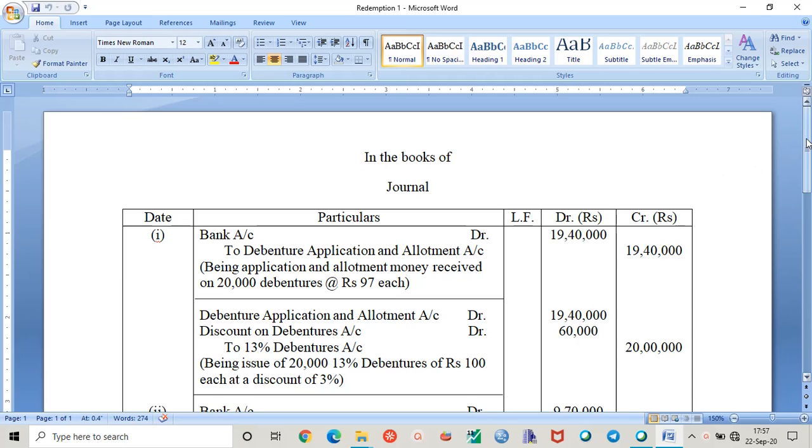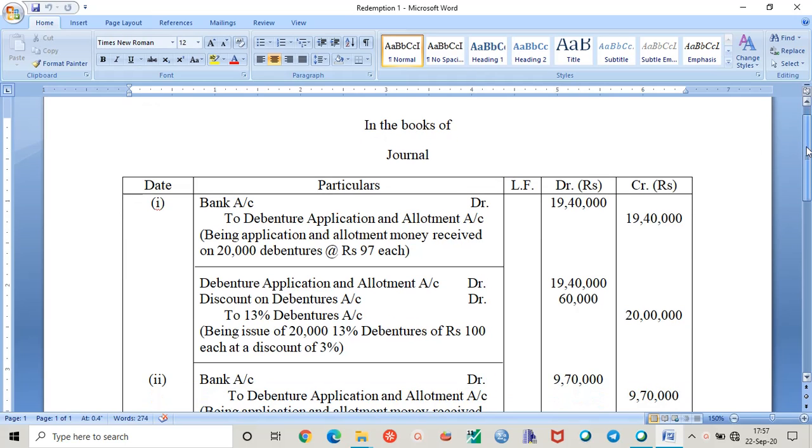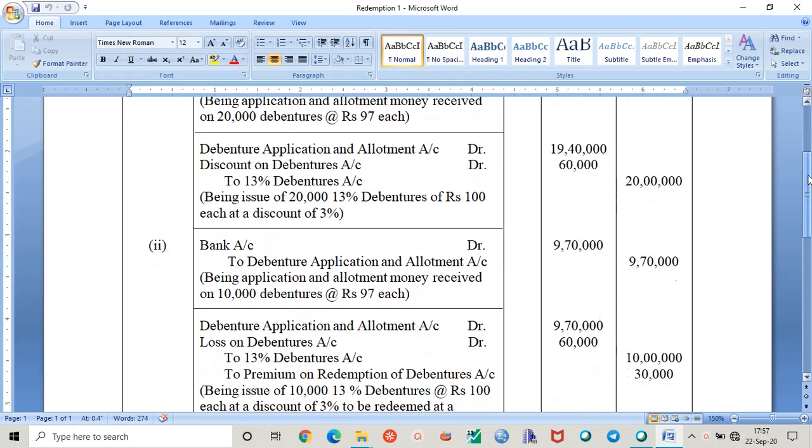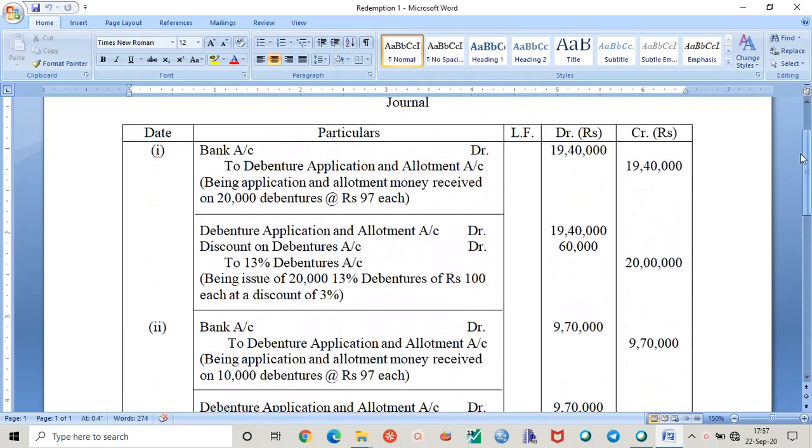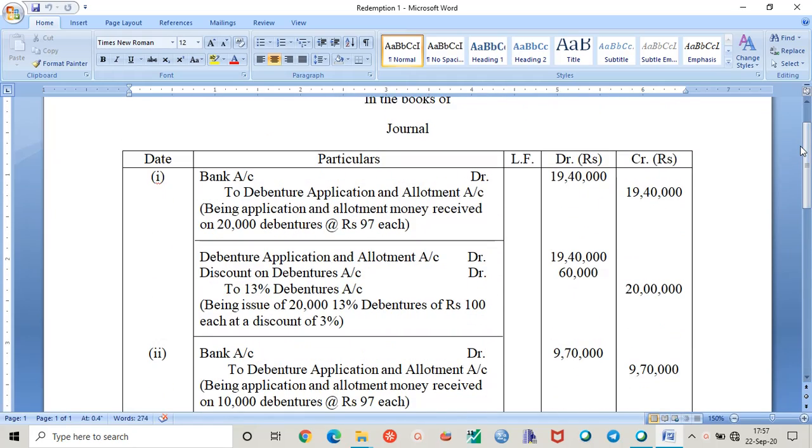Okay, guys, now we are in this question number one. Question number one has four parts: case one, case two, case three, and case four. We know this particular entry from the previous chapter, that is issue of debentures, but still let us have a look at this as revision.